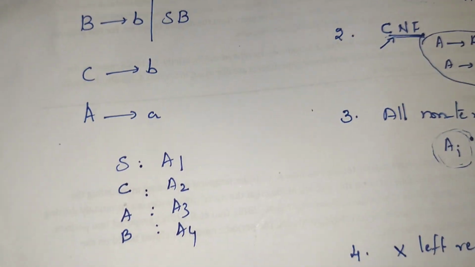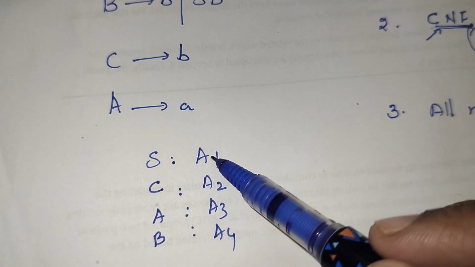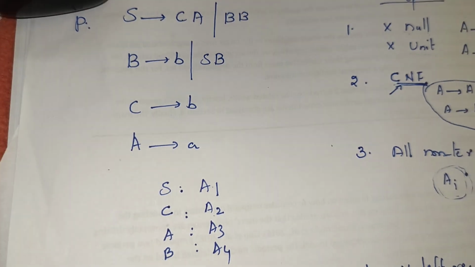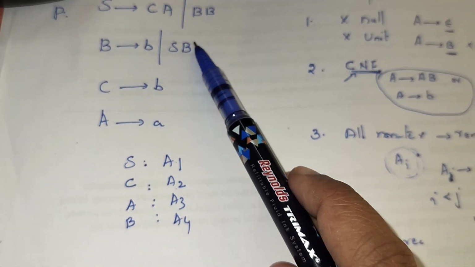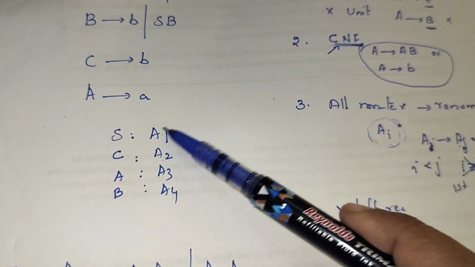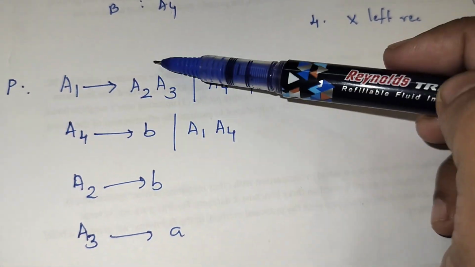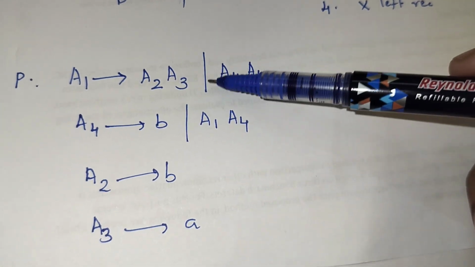Okay, now how can we rewrite this production? In terms of S, you should write A1. In terms of C, you should write A2, and so on. So we rewrite this particular production by using these particular names. In place of non-terminal, we are writing these names. So after rewriting, our production rule becomes this. It looks like this.